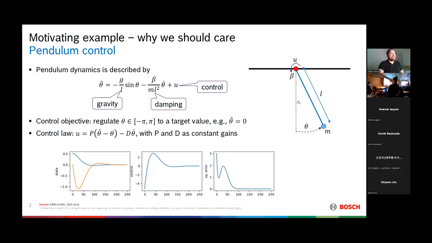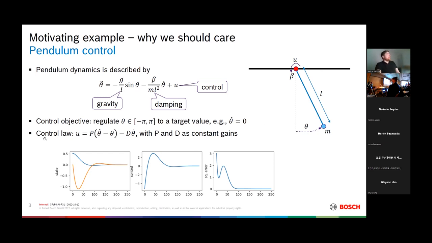Let's consider for now the state to be this theta angle, which is just the deviation from the downwards position. And then we can write up the pendulum dynamics easily. There are these three terms: the gravity, damping, and the control. As I mentioned, let's consider the theta angle to be the deviation from this downwards position, and let's consider for now the angle to be between minus pi and pi. Both minus pi and pi are the upward position. And let's consider the target value where we want to control the pendulum to be around the zero angle, so down here at the downwards position.